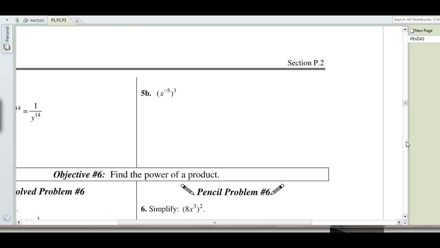Okay, 5b, let's do this one. So we just multiply and we get x to the negative 15th. And just for practice, let's write that so it's got a positive exponent, so it would be 1 over x to the 15th power.